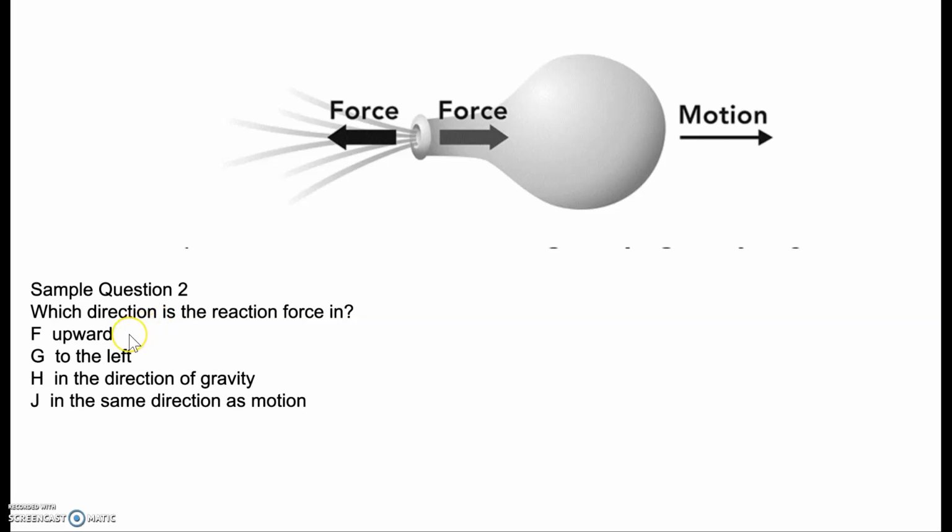Is it upward? No, we know our balloon's not moving upward. The reaction force to the left, it could be to the left. Is it H, in the direction of gravity? No, I know it's not that because it's not falling. Or is it in the same direction as the motion? So I've got either G or J that it could be. So I see the force is this way. So this must be the reaction force. So I'm going to say that it is J, in the same direction as motion.